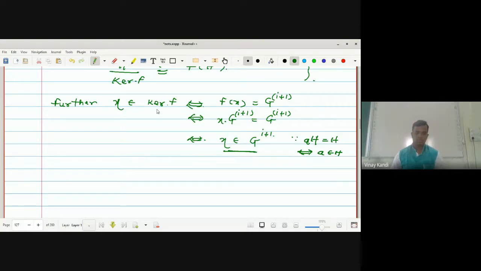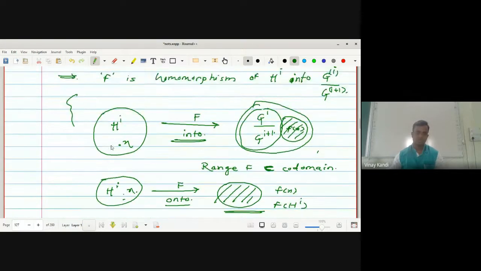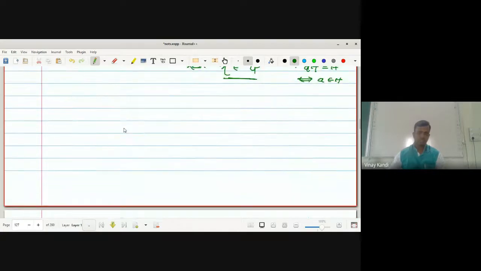Now what is kernel f? Kernel f is a subset of what? Of the domain. What is the domain? It is h. So this kernel of f will be somewhere here. This is kernel of f. Is it correct? This is the subset of the domain. Hence here we get x belongs to g raised to i plus 1.